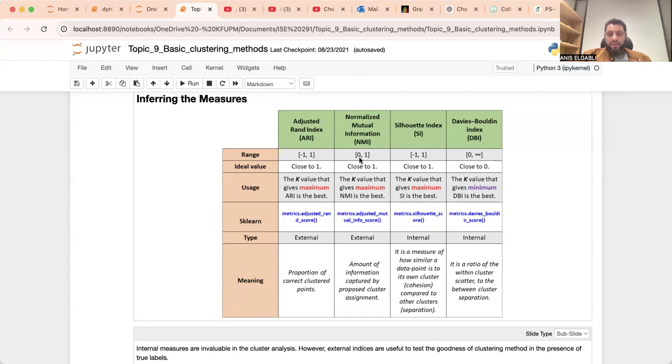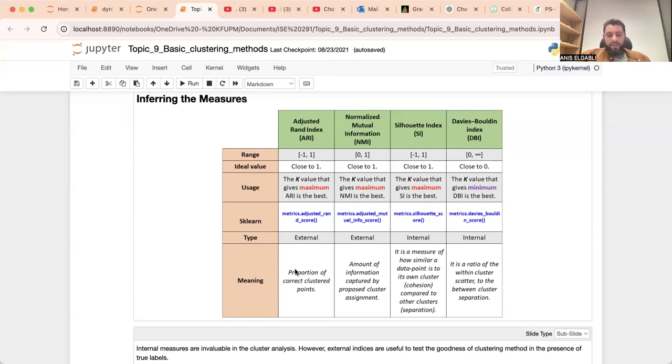So for the first three, higher value is better. The choice of K, or the number of clusters, that maximizes the value of these three is the best choice for K. For the last one, the choice for the number of clusters that minimizes the DBI is the best choice you should go with. As I said, the first two are external, they need access to the ground truth or the actual label. The last two are internal, they learn from the data itself.